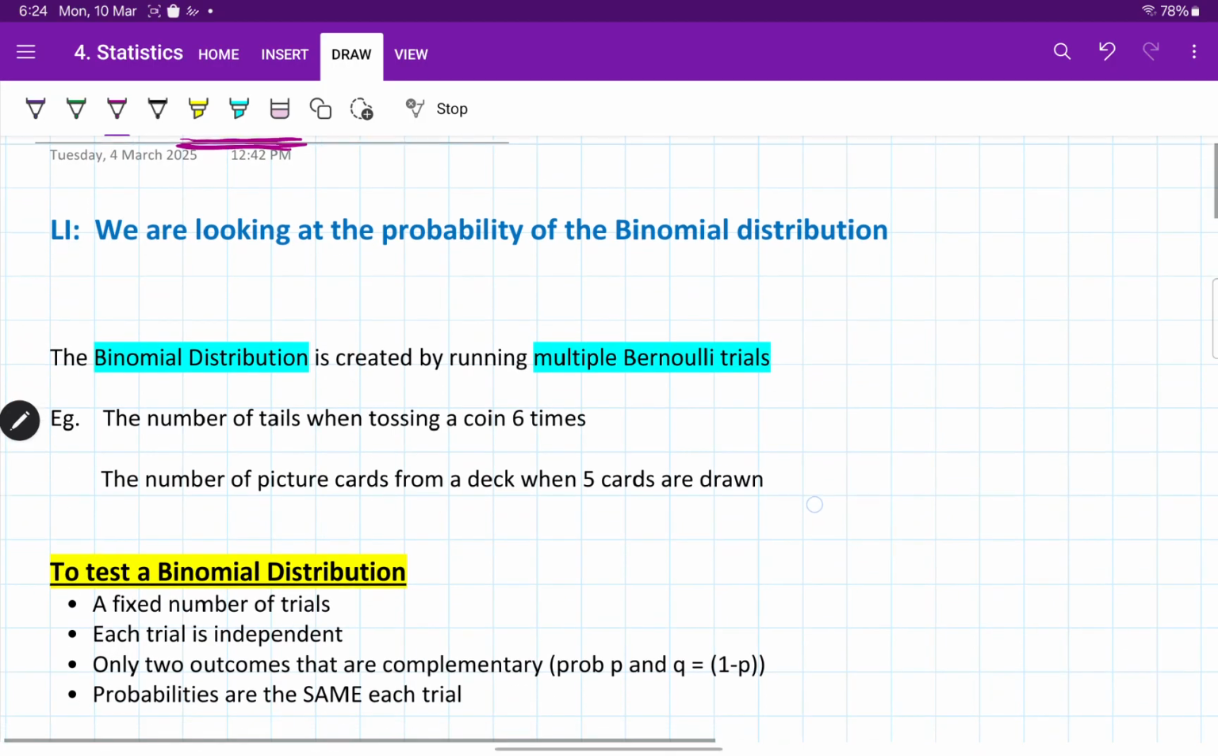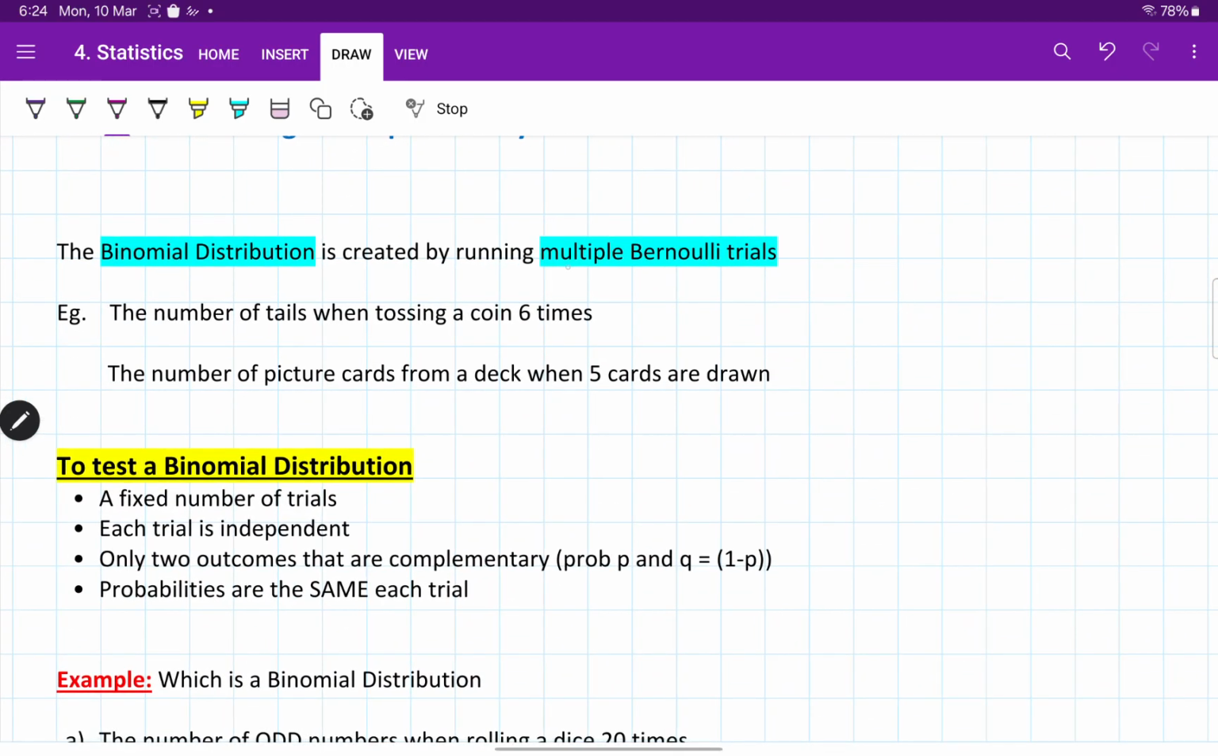All right, a binomial distribution is created by running the Bernoulli trial a number of times. Now, remember what the Bernoulli trial was? There were only two outcomes, and the events were complementary. Okay. All right, so let's have a look at these.